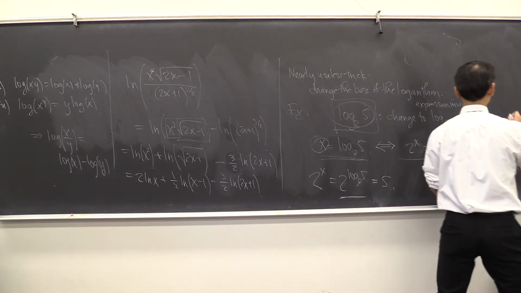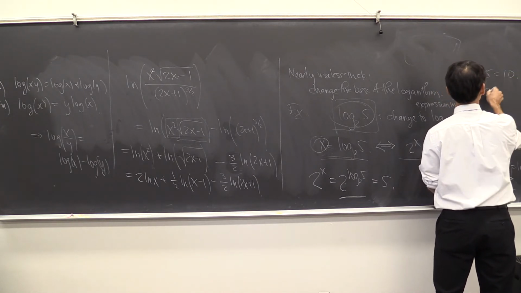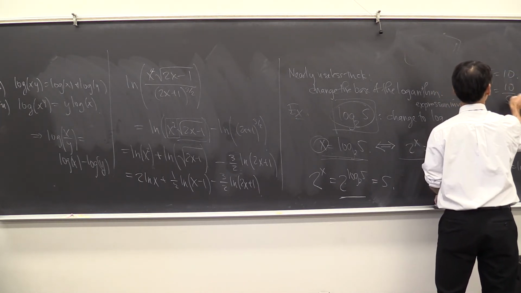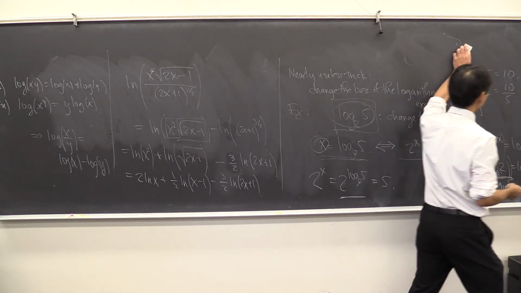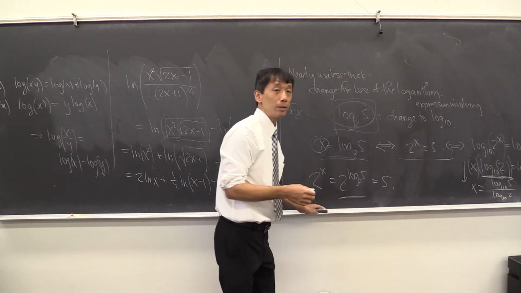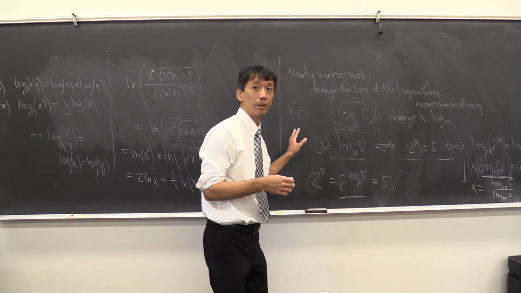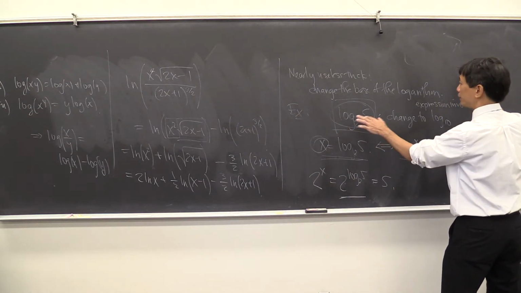Just dividing, right? Like if you say that 2 times 5 equals 10, that's the same thing as 2 equals 10 over 5. Just divide. Okay. Other questions? Okay, so we could have done this.